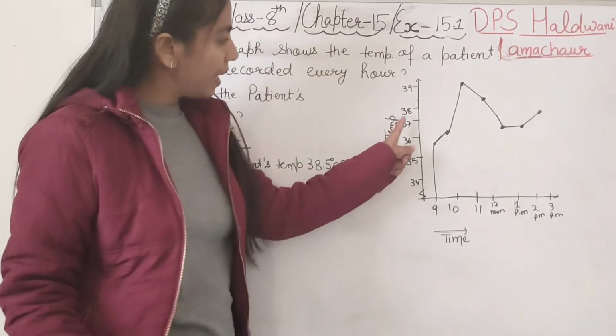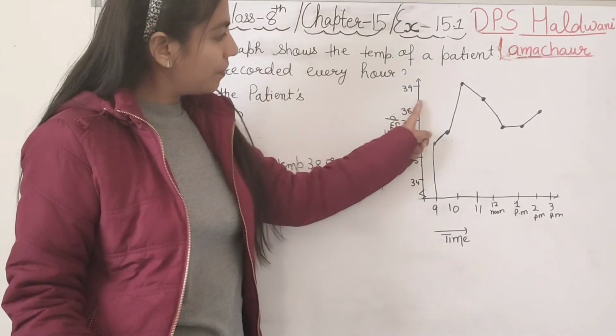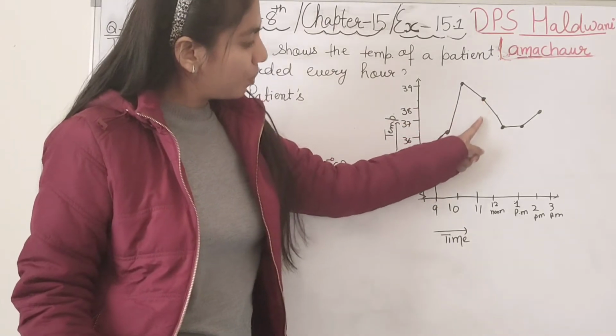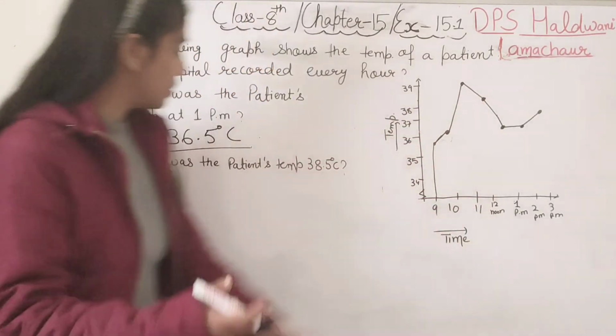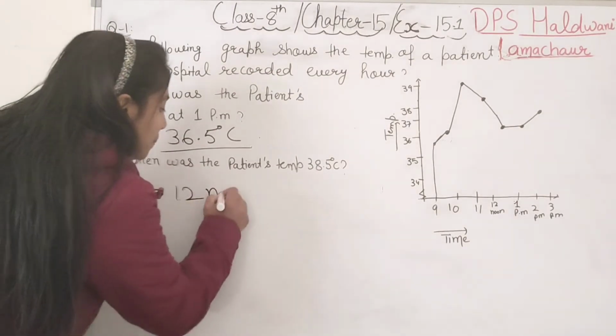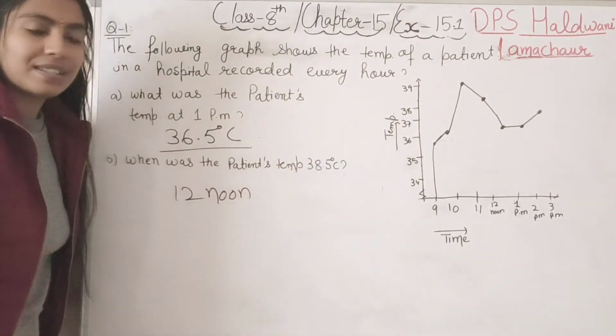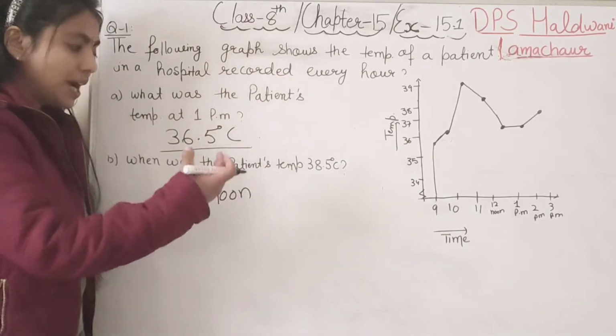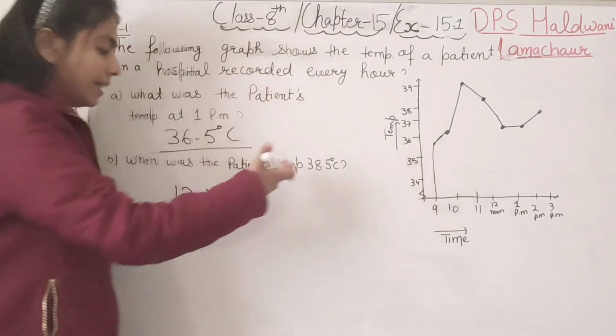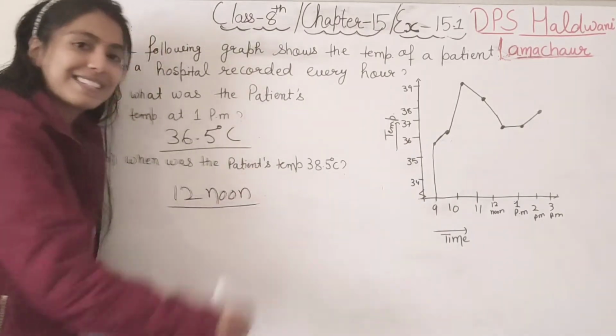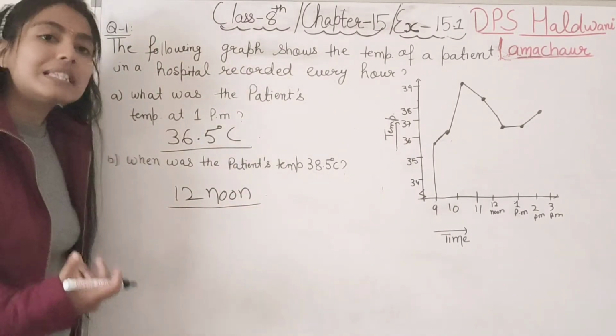Okay, 38.5 degrees Celsius, 38.5. So it is 38.5 point at 12 noon. So you will write at 12 noon, the patient temperature is at 38.5 degrees Celsius. Very simple, student. You have to just read the graph and directly give the answer. That's it. Okay. So it's very simple only.